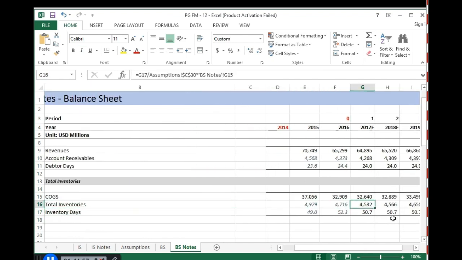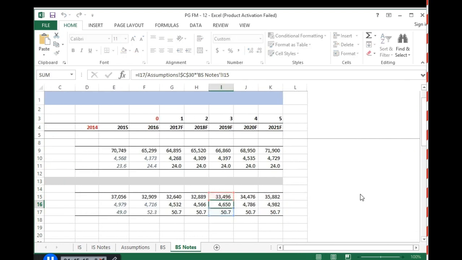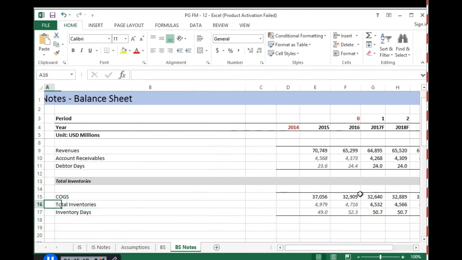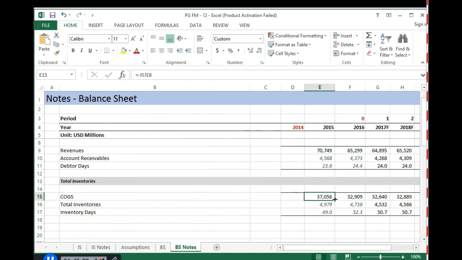Now, total inventory would be your days divided by 365 multiplied by cost of goods sold. This will be your inventory. So how have I forecasted inventory? I had the COGS forecast from the income statement. I calculated inventory days. Based on inventory days, I forecasted future days, and based on the future forecasted days, I have forecasted the inventory. Any confusion so far?